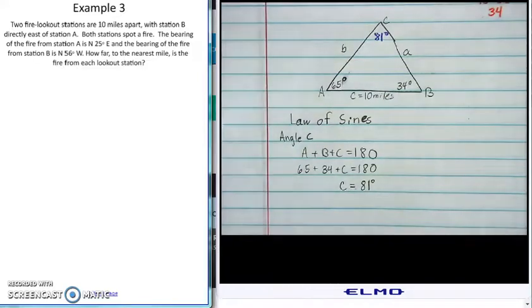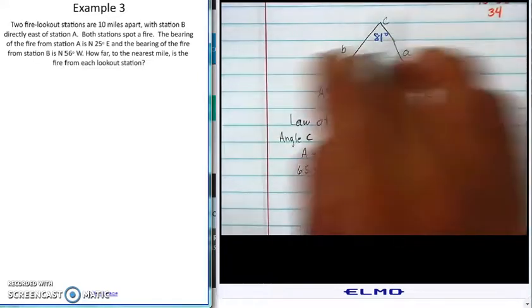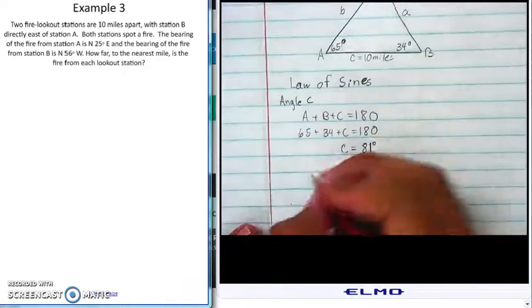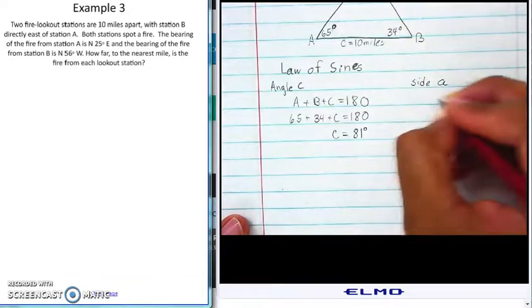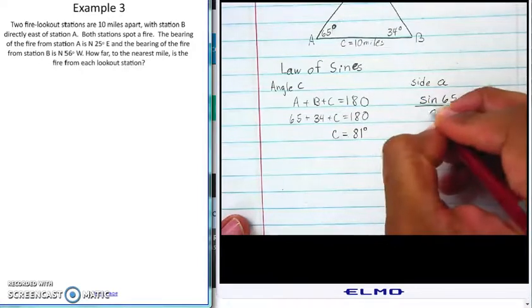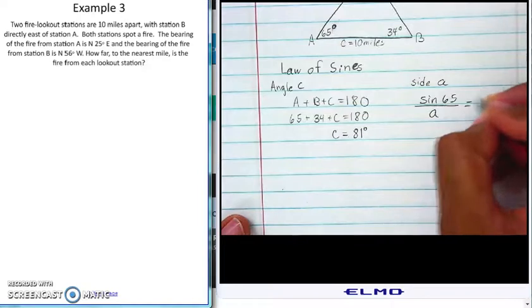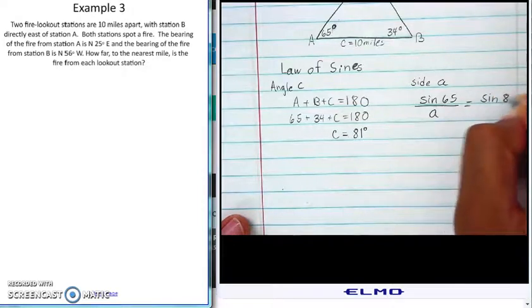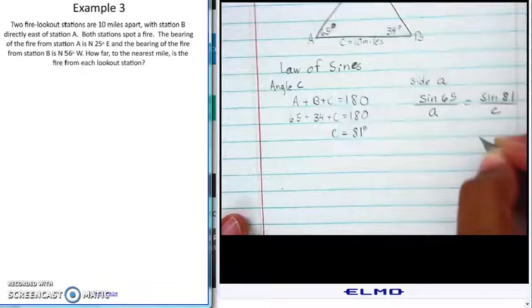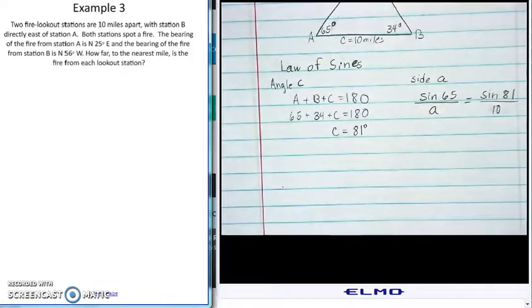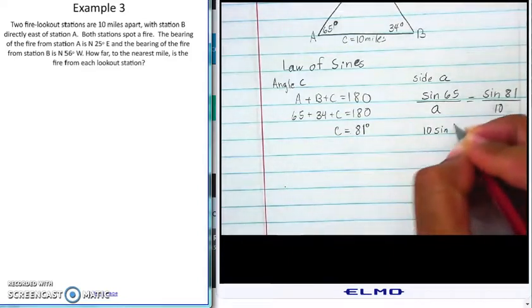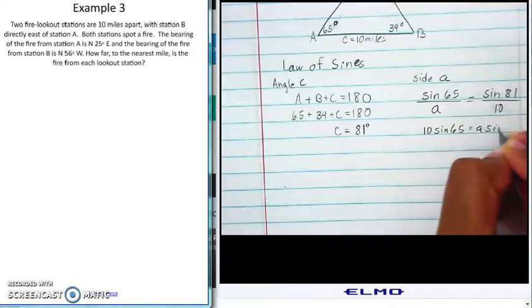All right, so now we should be able to do law of sines and finish everything up. We have to find A and we have to find B, and we can do that really quick. And we have shortcuts too, so everybody hopefully remembers those. So I'm going to start with side A really quickly. These are our A's, and then our C's are what we have both of. C is 10. So again, we cross multiply, simplify it down, and we get an answer. So that's 10 sine 65 equals A sine 81.